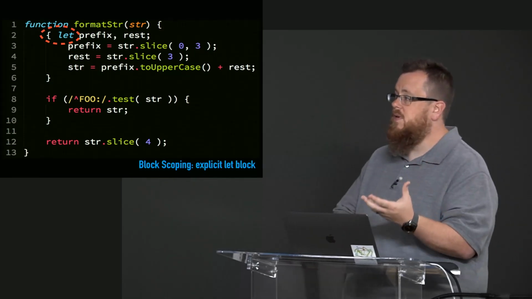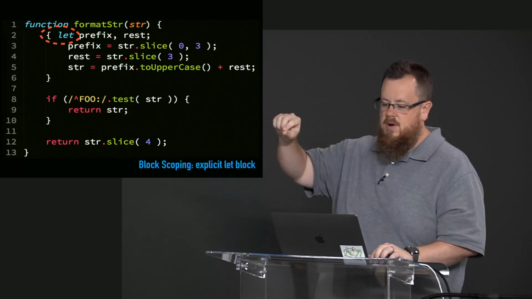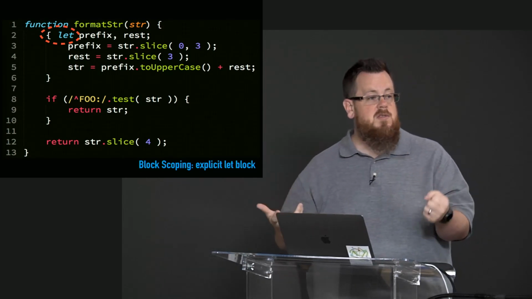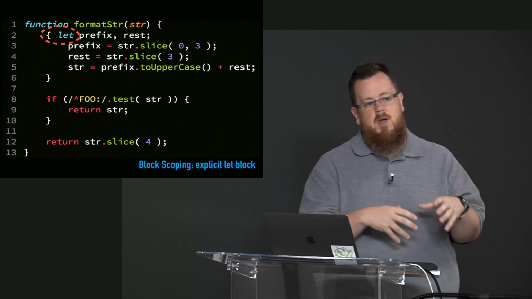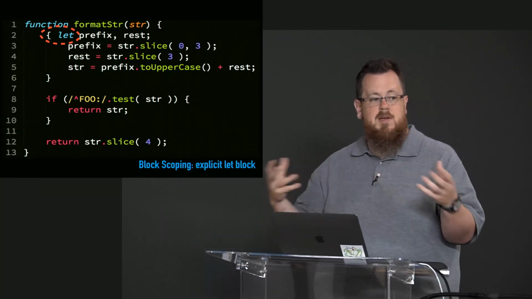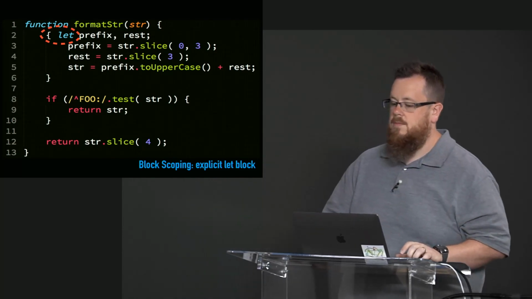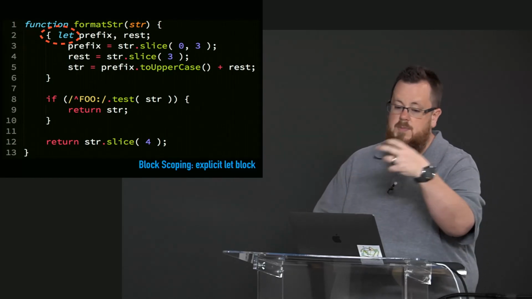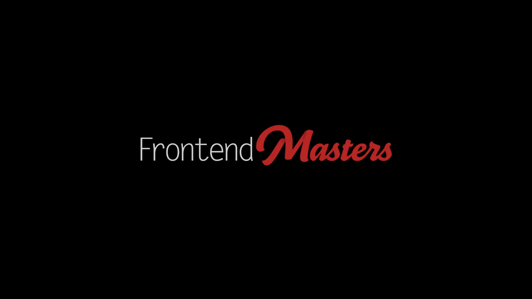So I call this an explicit let block because it opens up a curly brace pair, and then we have the let keyword on line 2 to create a couple of variables. Prefix and rest only exist inside of those few lines, and they can't possibly be collided with or accidentally misassigned on lines 8 through 12 because those variables aren't even in that scope anymore. They're now inside of the smaller scope. So block scoping can be a very powerful tool for helping prevent bugs, preventing problems that don't come to bite you until sometimes weeks or months later.